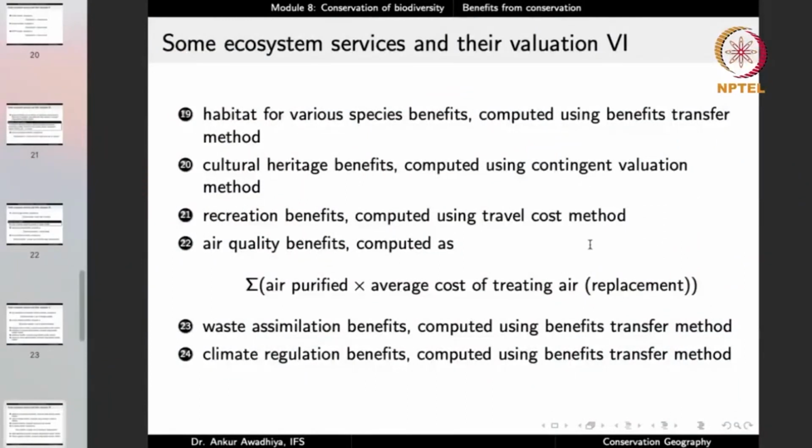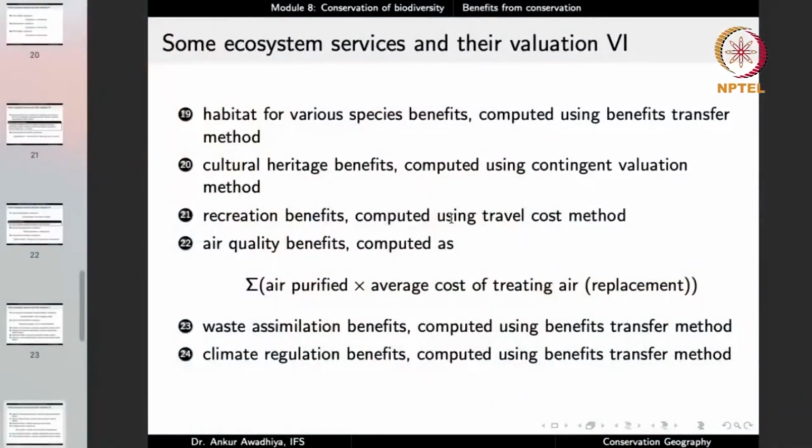We can compute recreation benefits using the travel cost method, meaning how many people are coming to visit a particular protected area, how much money are they spending, because the people will have to spend money for travel, for accommodation, for food, for getting entry into the protected area. They will have to pay a cost for transportation, say the cost of gypsies. They will have to pay the cost of hiring a guide, hiring a driver, and so on. So what is the amount of money that people are spending?